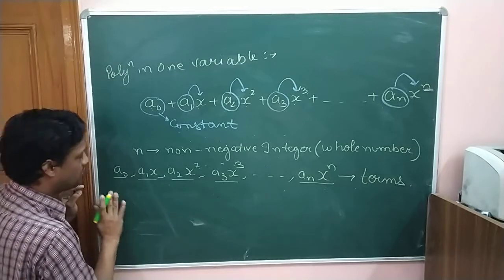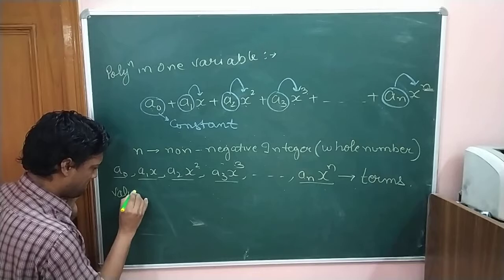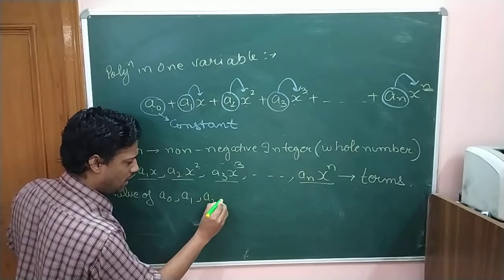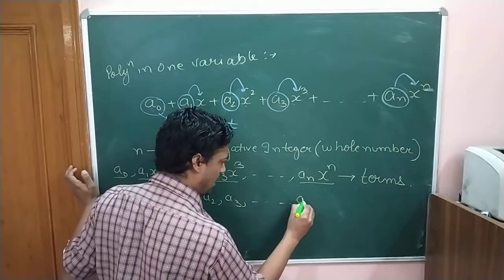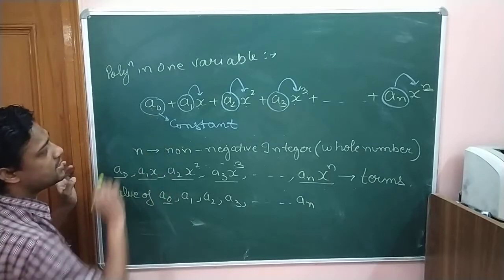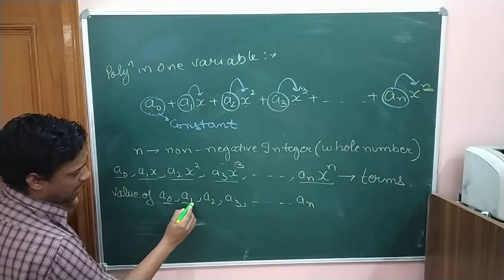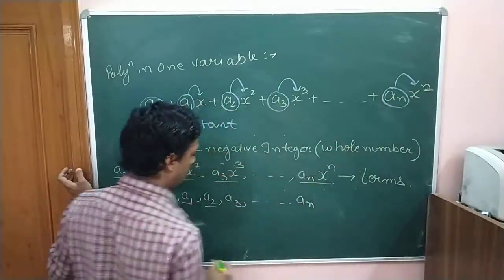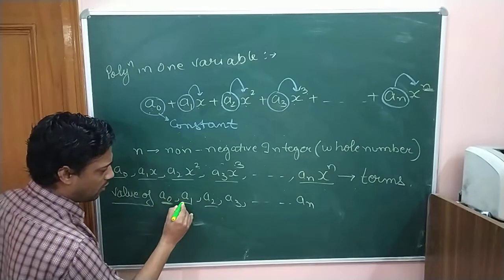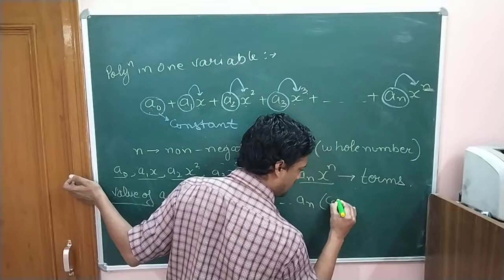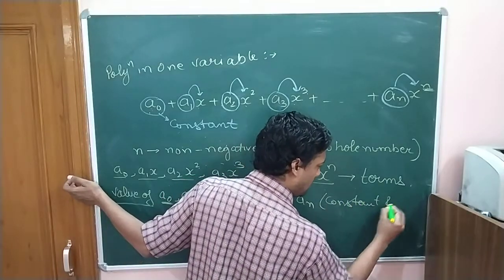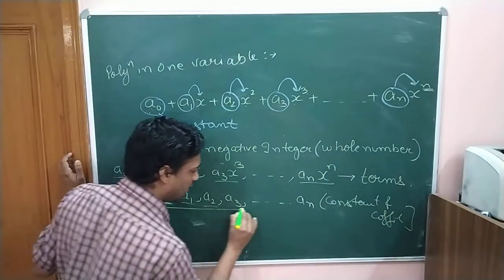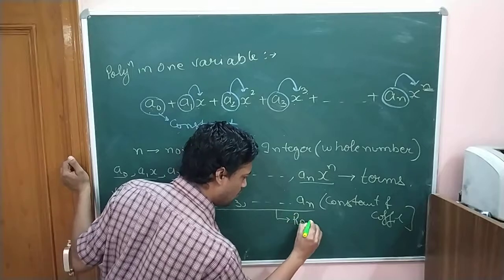Now the values of a0, a1, a2, a3 and an. What are these? a0 is a constant, a1 is a coefficient of x, a2 is a coefficient of x square, a3 is a coefficient of x cube, and an is a coefficient. It means here I am talking about the constant and the coefficients. These values will always be real numbers.